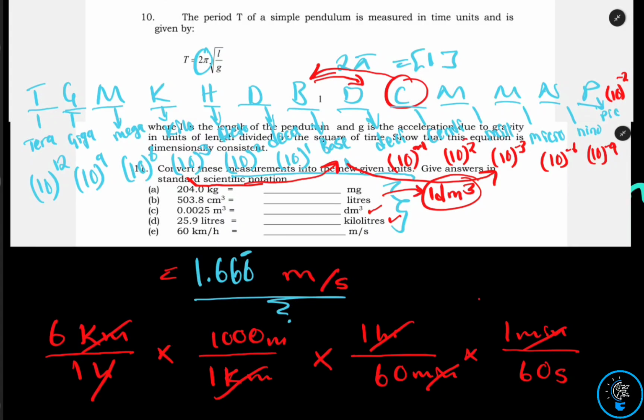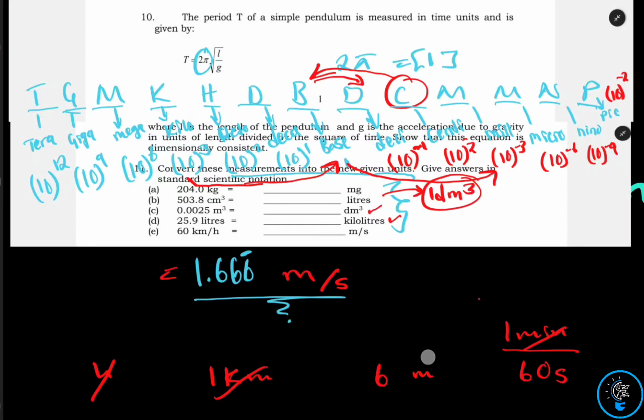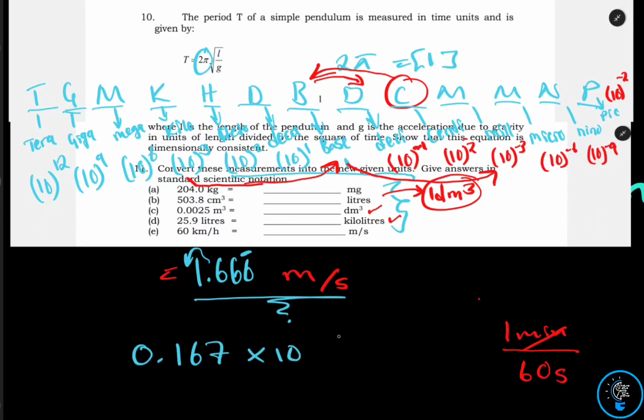Oh, by the way, this answer is not complete. We need to write it in standard form. I forgot. We need to write it in scientific form. So to write it in scientific form, we can just shift this one to this step. 0.167 times 10 to the power, since it moved one step, it will be to the power 1 meters per second. You can write it that way.